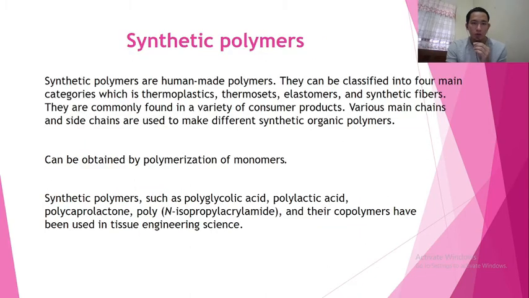So let's talk about synthetic polymers. Synthetic polymers are human-made polymers. They can be classified into four main categories: thermoplastics, thermosets, elastomers, and synthetic fibers. They are commonly found in a variety of consumer products. Various main chains and side chains are used to make different synthetic organic polymers, which can be obtained by polymerization of monomers.